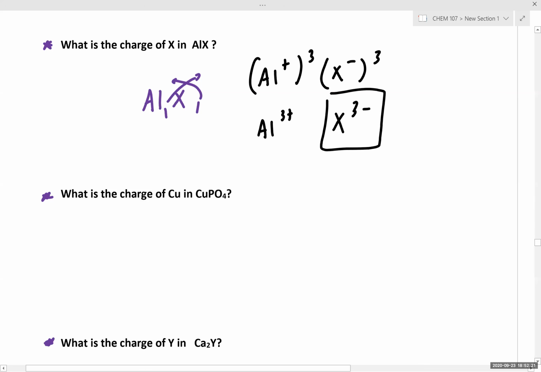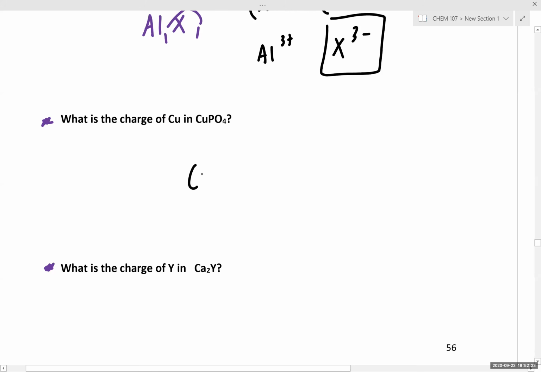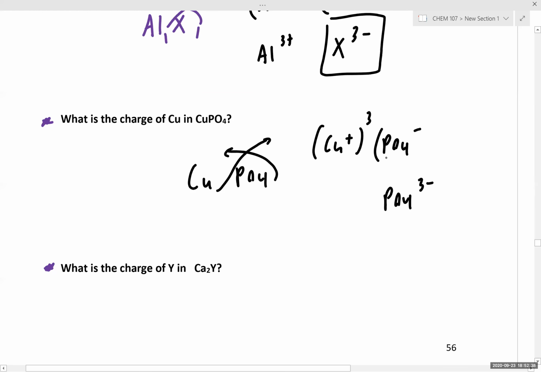Let's look at another example where we have copper phosphate. So we reverse cross our charges. That gives us Cu+ and PO4-. We know that phosphate has a 3- charge, so we multiply each of our charges by 3 to give us copper 3+.